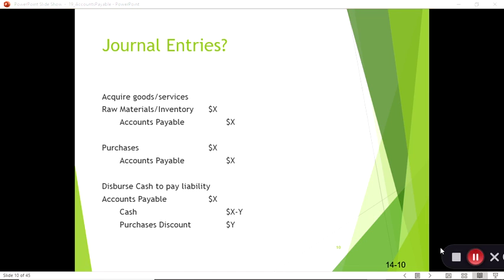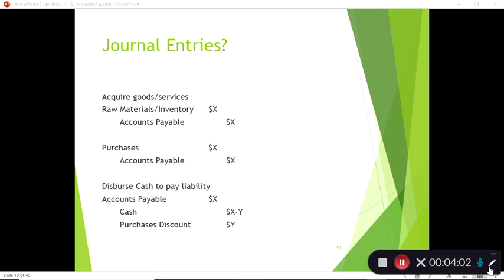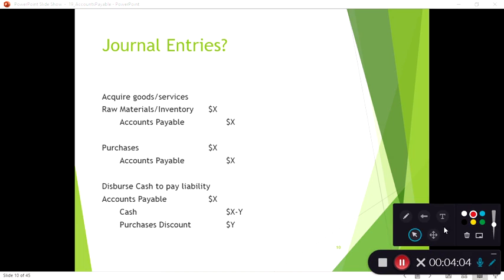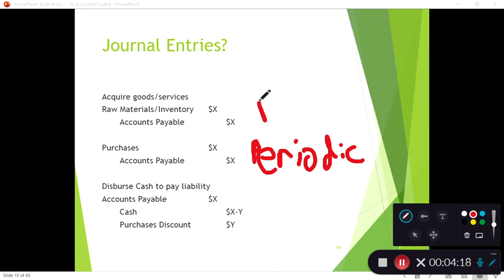You're going to use purchases if it's a periodic method, right? So that's periodic. Wow, that's some bad writing. Periodic, and let's just call this perpetual, PER for perpetual. All right, so depending on which of those methods the client is using, that's how they're going to do the journal entries.